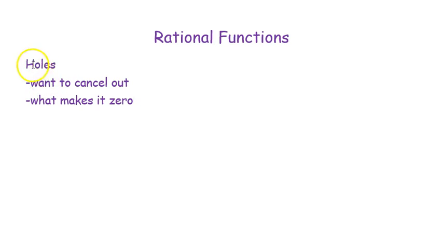The first property we want to talk about is holes. Graphs can have holes. They can just be going along and have a hole in the graph. How do you know when you have a hole? It is when you want to cancel something out after you've factored it, and it's what makes that part 0.